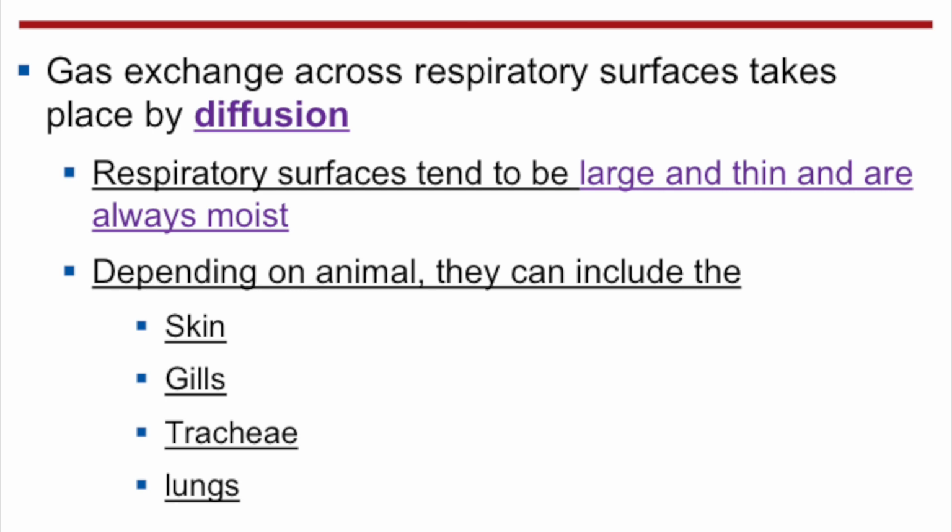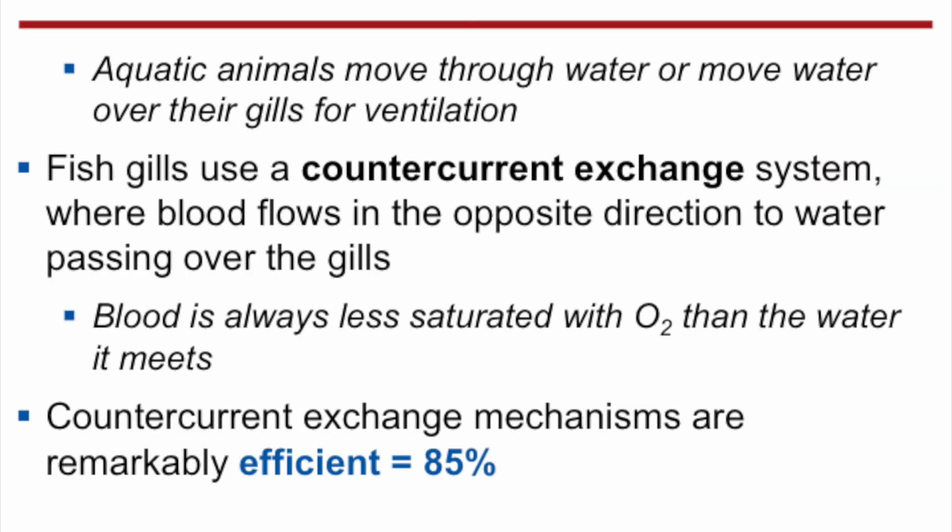It all takes place by diffusion, and respiratory surfaces have to be moist and thin. So gills, for example, but an amphibian's skin is thin and a large surface area, and our lungs have to be moist and they have a large surface area as well. Gills are about 85% efficient. Our lungs are only about 25% efficient.